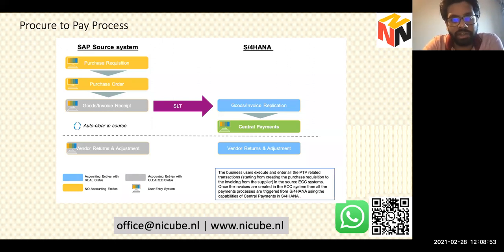So the replication is real time, and then you operate your payments in the S4HANA system, and those invoices will not be available to pay from your source system. That's how the picture works.